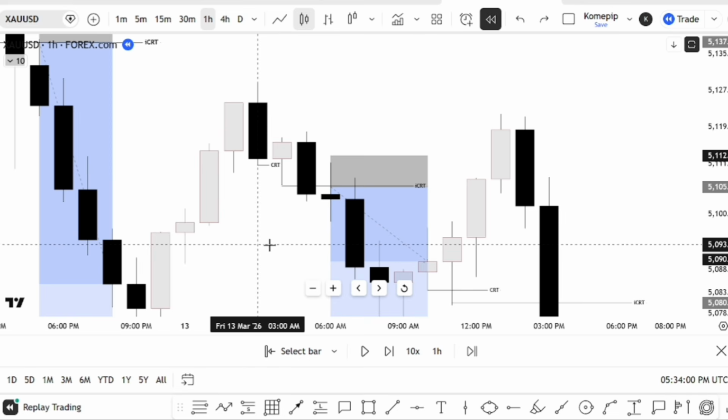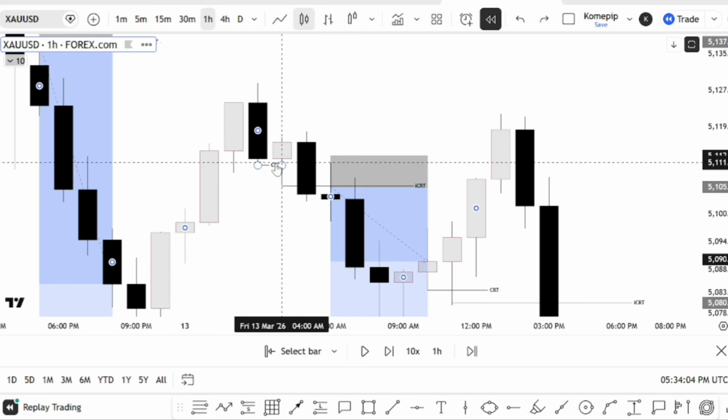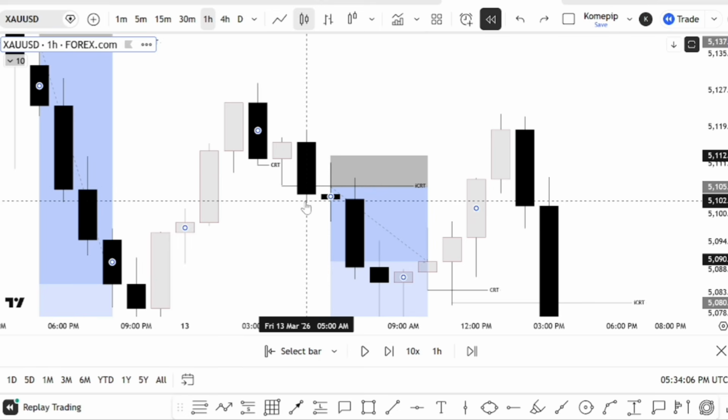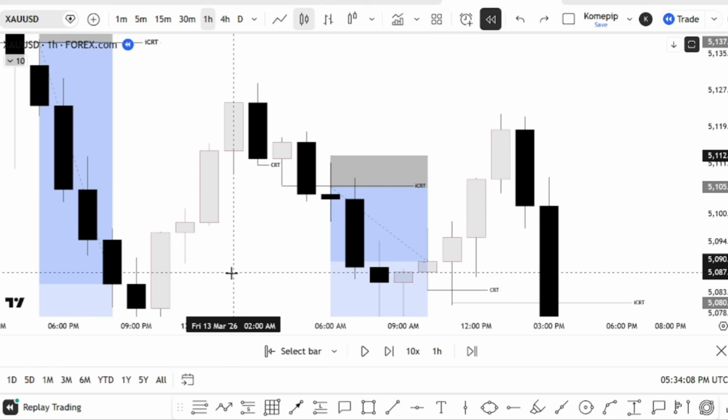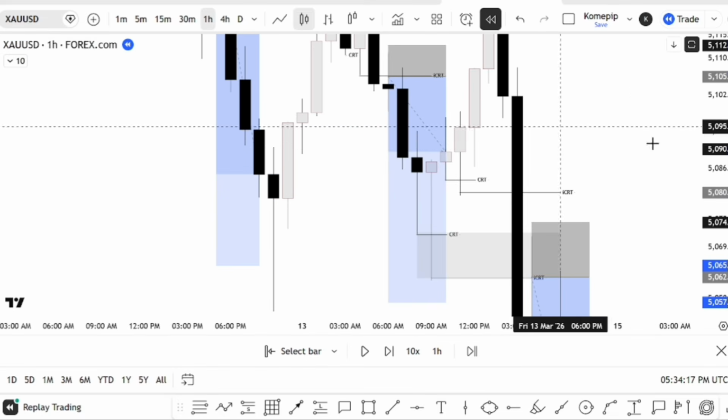So now that you've identified that, what do you do? We enter from that, because we now know that the buyers have failed, so sellers are involved. What does that imply? It implies that we are actually entering the market with the market makers. Okay, so that's the ideology behind the Komepips iCRT.